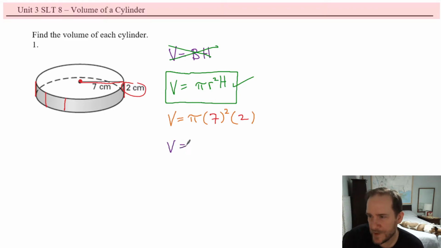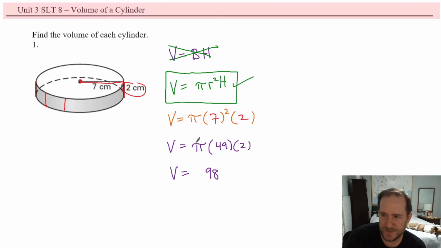You're going to want to square the radius first every time. So don't multiply by 2 and then square, because 14 squared is not going to give you the right answer. Do the 7 squared first, you get 49. Then multiply the 49 by 2. So 49 times 2 is 98.